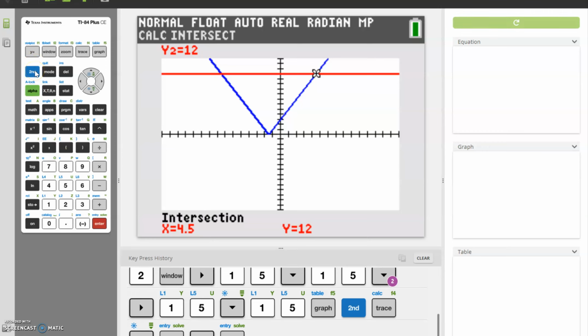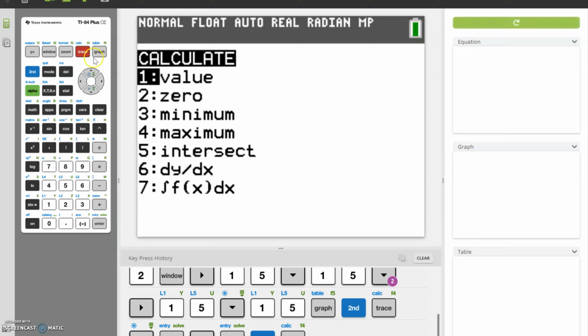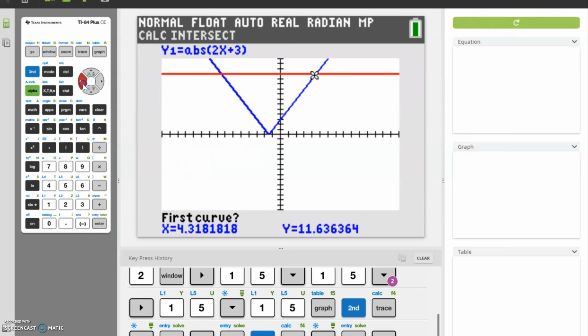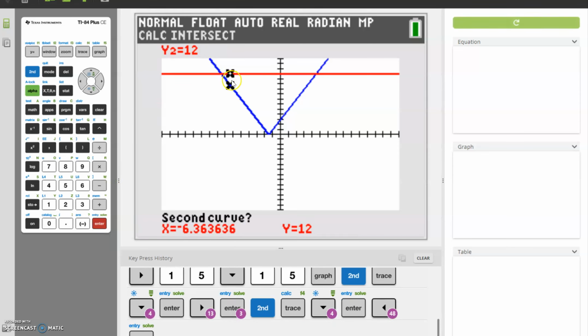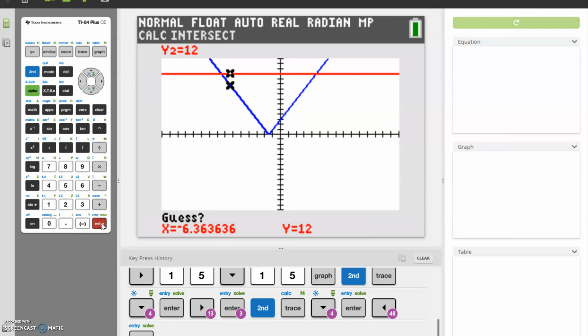So you're basically just going to reset. You're just going to hit second and trace. And now you're going to tell the calculator again, I want to do an intersection. So I'm going to hit enter. And now this time I want to move everything over to the left side where this intersection is. That's pretty close. I'm going to hit enter. And the calculator helped me out by putting the cursor pretty close, so I'm not going to move it. I think it's good. And hit enter. And then it's saying, do you want me to guess? And it's like, well, we've come this far. Why not? So then we find that our other answer is x is equal to negative 7.5.